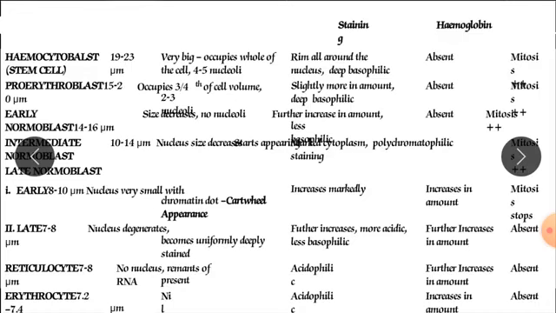Now, hemopoiesis occurs through various types of cells. For example, hemocytoblasts are the stem cells, also called pluripotent stem cells. After that comes the proerythroblast, then the early normoblast, intermediate normoblast, late normoblast, and then the reticulocyte and the erythrocyte. So these are the various stages of RBC formation. From the stem cells to the erythrocytes, this is the journey of RBC formation.